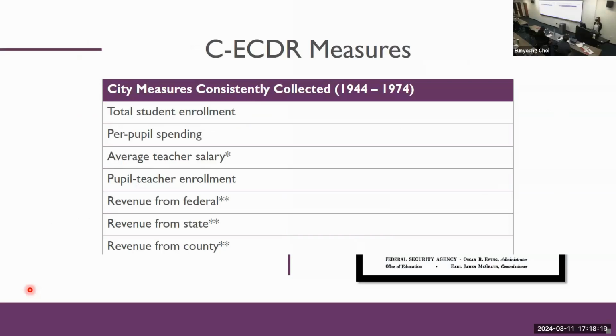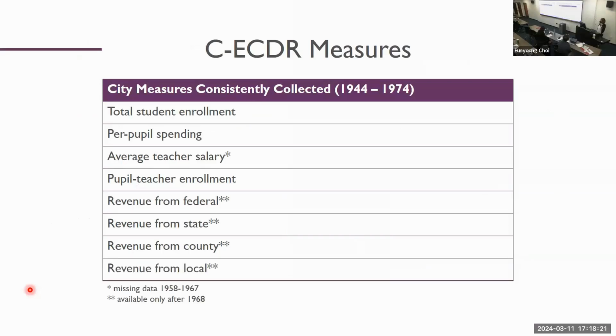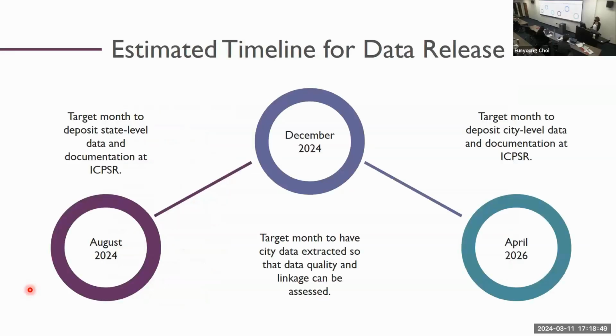There are fewer measures available at the city level, unsurprisingly. So we're going to have total student enrollment, pupil teacher ratio, average teacher salary, although that measure is missing data from 1958 to 1967, and then we have several measures of revenue, but that data is only available after 1968. So again, there's less data available at the city level, and it's more sporadic.